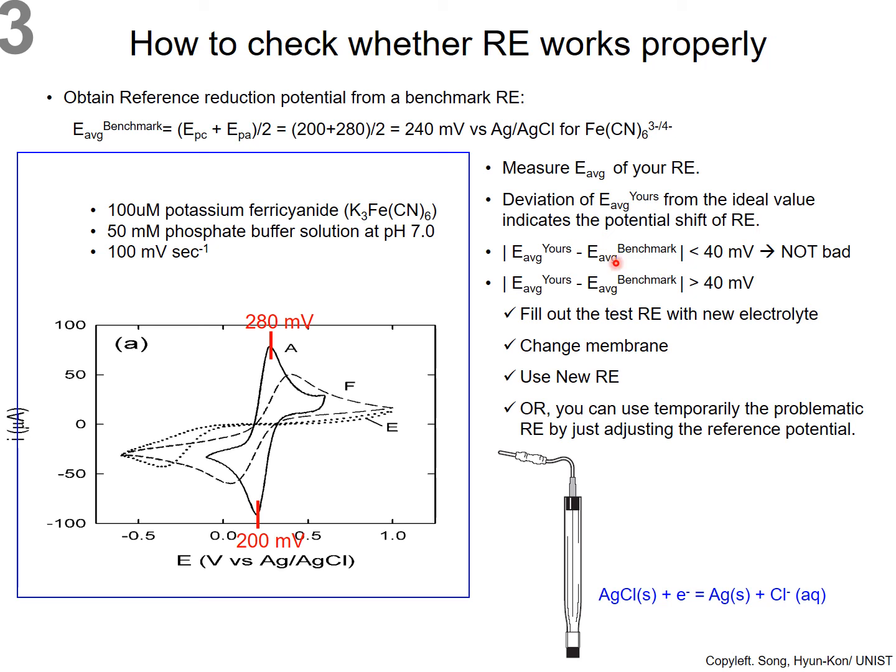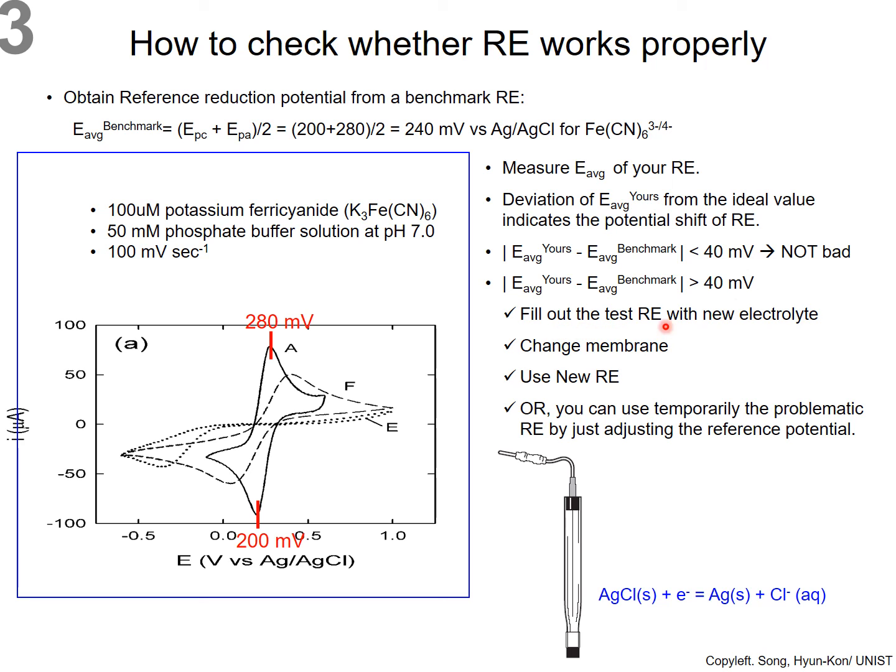If the difference between your electrode and the benchmark electrode is less than 40 millivolt, then you can say my electrode is not bad, so you could use the reference electrode for your experiment. However, if the difference is larger than 40 millivolt, then you should fix your reference electrode.